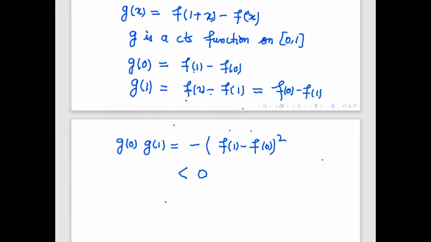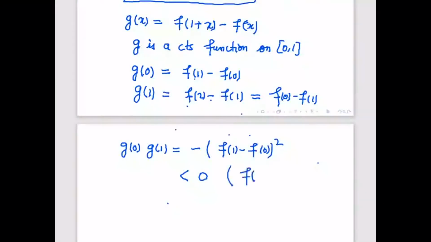So when it is less than 0, f1 is not equal to f0, only then is it negative. That case we will discuss separately. When f1 equals f0, we will see later what will happen. For the time being, we are assuming f1 is not equal to f0. That means this product is negative.